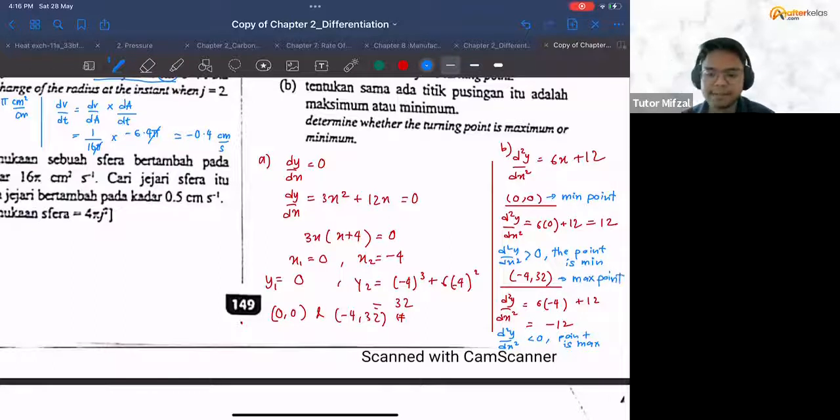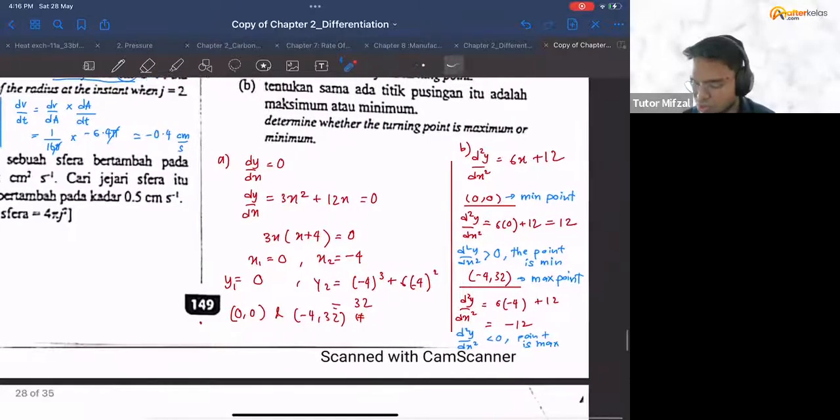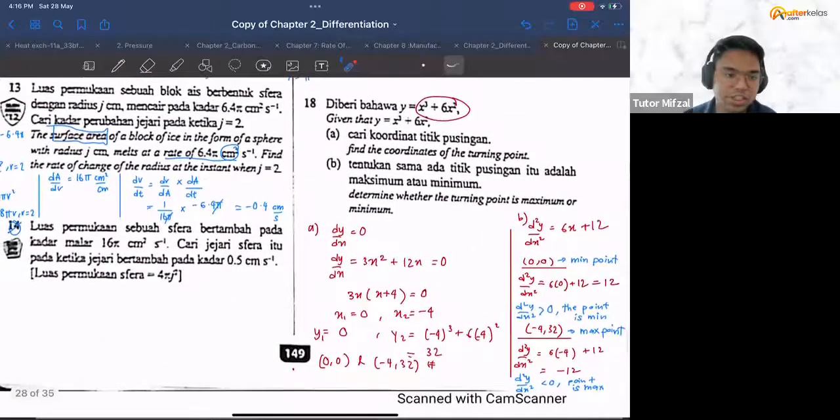Okay, do you guys understand? So this is how you can determine whether a point is maximum or minimum. First of all, you find your dy dx, then you find the coordinates from dy over dx, just like what we did over here. So we got 0, 0 and negative 432. Then we determine it by differentiating the dy over dx one more time, and we substitute the values that we got from A. Okay, so I hope you guys understand question number 18.